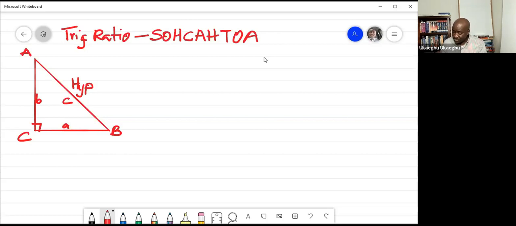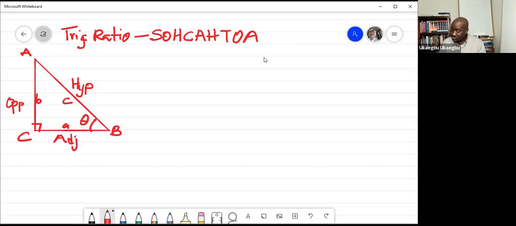Now the side that is facing any given angle, for example, if we give an angle B, any given angle or requested angle, let's represent it by theta. The side that is facing the given or requested angle is the opposite.